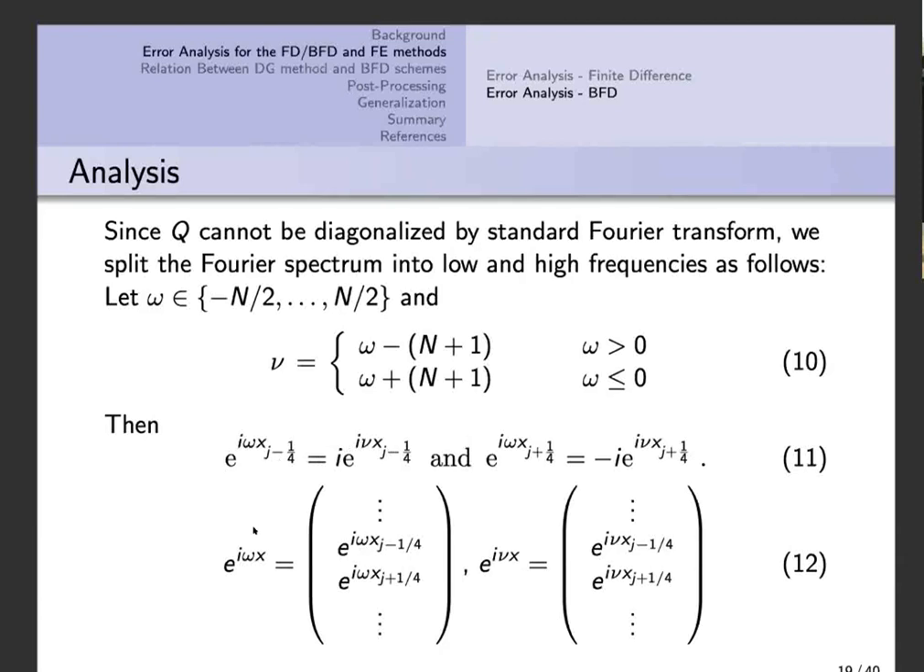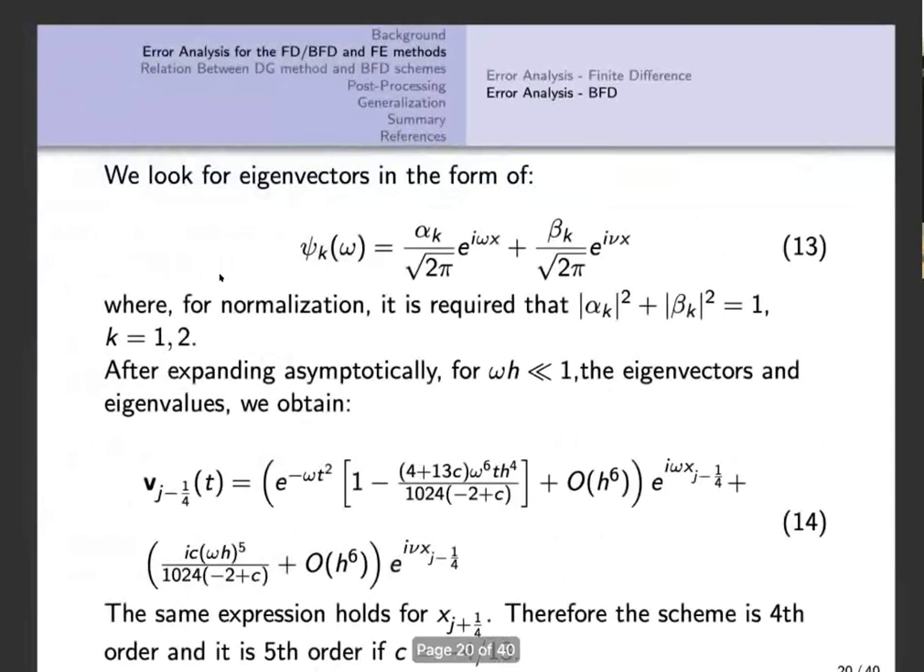So we build a full vector for each point and their adjacent nodes. And we are looking for eigenvectors as the linear combination of the two vectors, one vector of omega and one vector of nu.